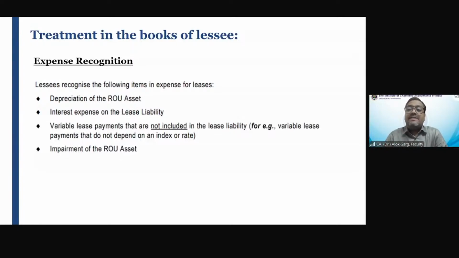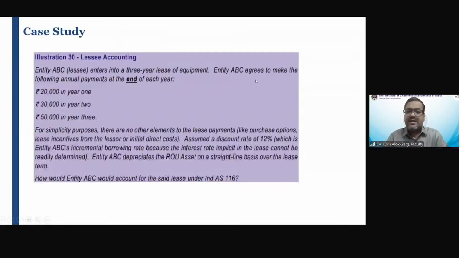Friends, the low value lease exemption is not available if the lessee is subleasing the asset. In case of a sublease contract, this low value lease exemption is not available. This is what we discussed in the last class.